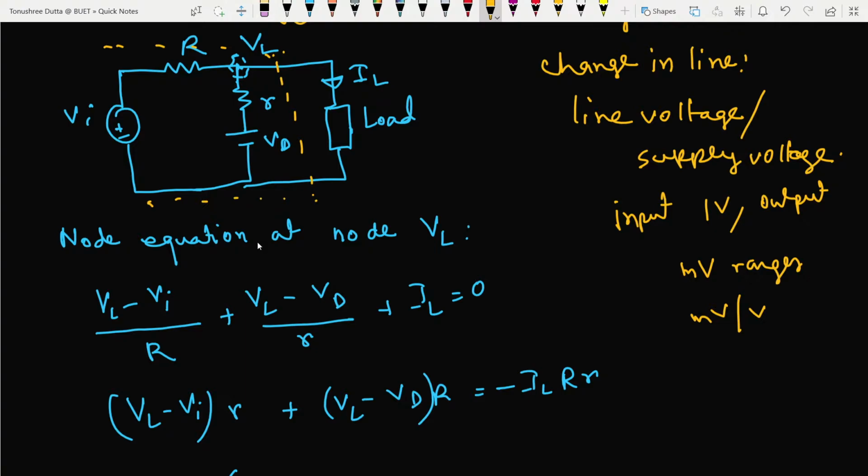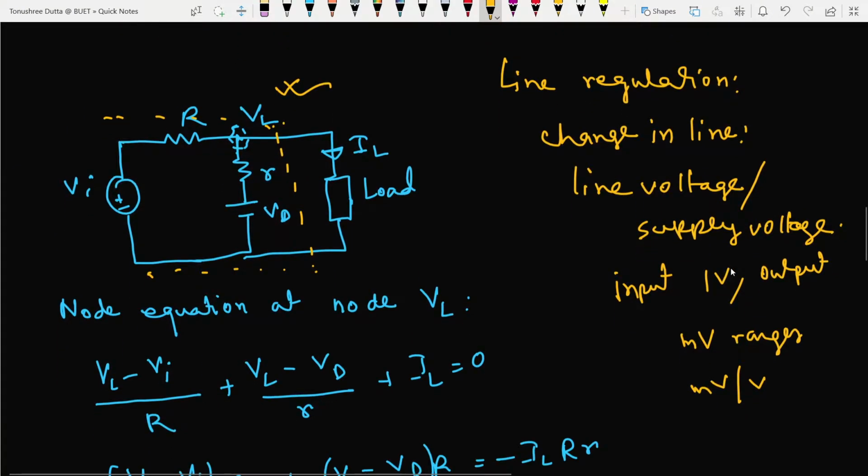So we have talked about line regulation. What about load regulation? Load regulation is when I am connecting a load with this circuit. Obviously, this is going to draw some current, that is, we say IL. As this current is drawn from this circuit, there are some changes at the output. So how the load current, or the change in this load current, affects my output voltage, that is what I'm trying to see in load regulation.